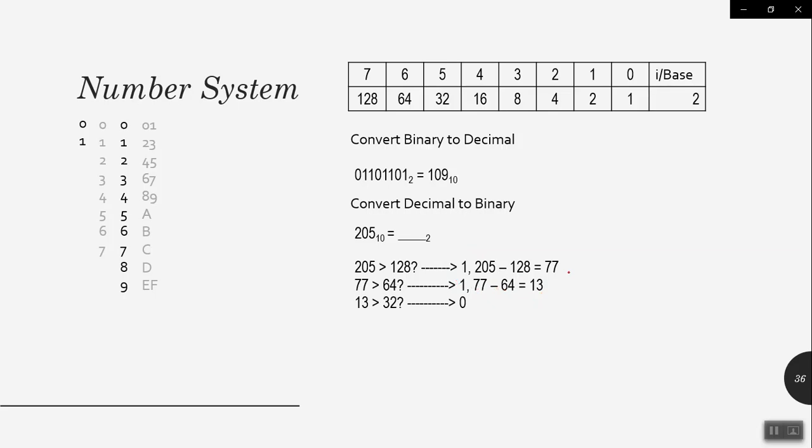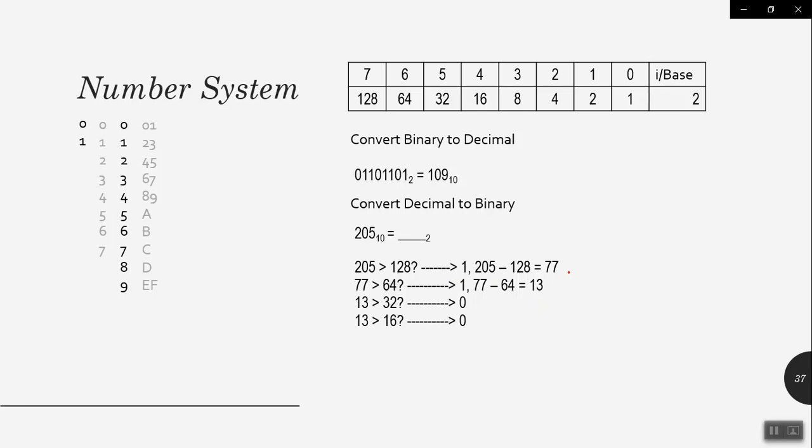And then again, we will move to our next binary value, which is 32. So we will compare, is 13 greater than 32? If yes, we will annotate 1. But in this case, 13 is less than 32, so we will just annotate 0. And we will not deduct a number to 13. We will just have to bring it down.